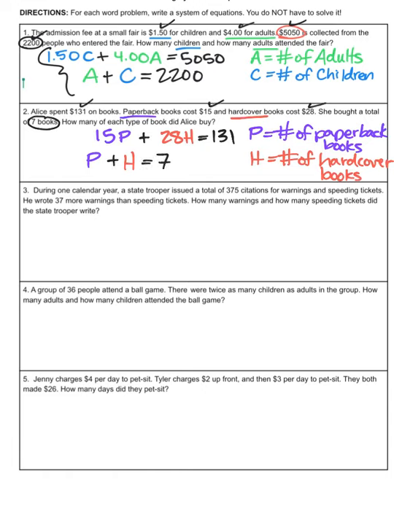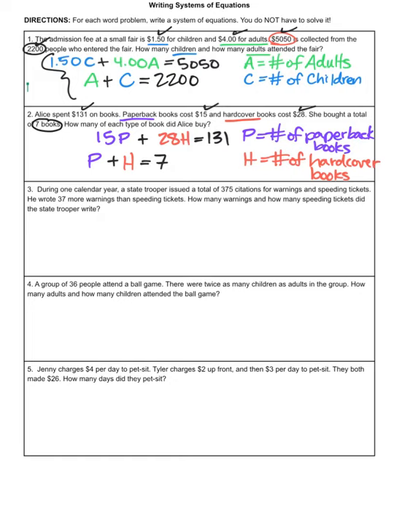So now I've written 2 equations. They have the same variables, so that's my system of equations. Example number 3. During one calendar year, a state trooper issued a total of 375 citations for warnings and speeding tickets. He wrote 37 more warnings than speeding tickets.